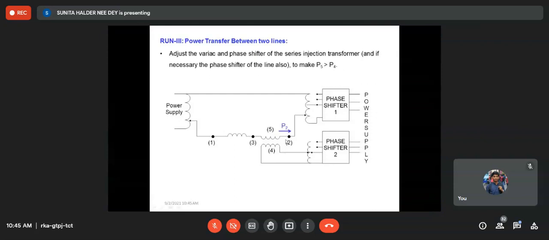Actually, if P5 is greater than P4, P2 is the receiving end. So towards 2 power is going, P5 is going out, and P3 is going. Sorry, that is not there.